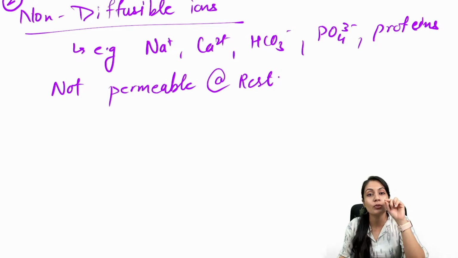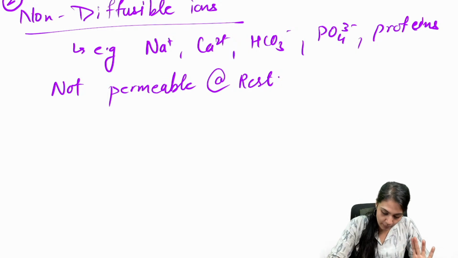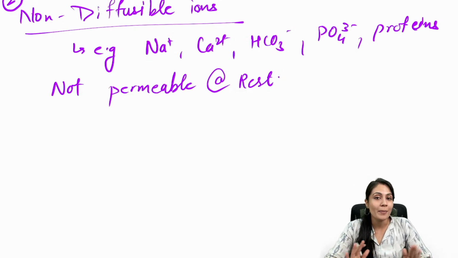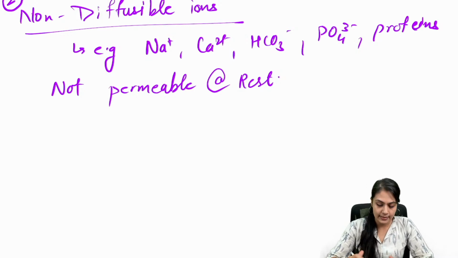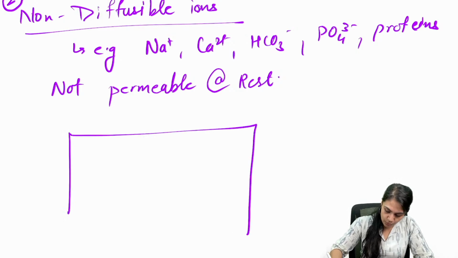Why? Because the stimulus will open up some channels through which they are going to pass through the membrane. Otherwise, at rest, this is not going to happen at all, right? So the cell is showing partiality, and because of this, what is going to happen? See the example over here. There is going to be unequal distribution which is going to take place.